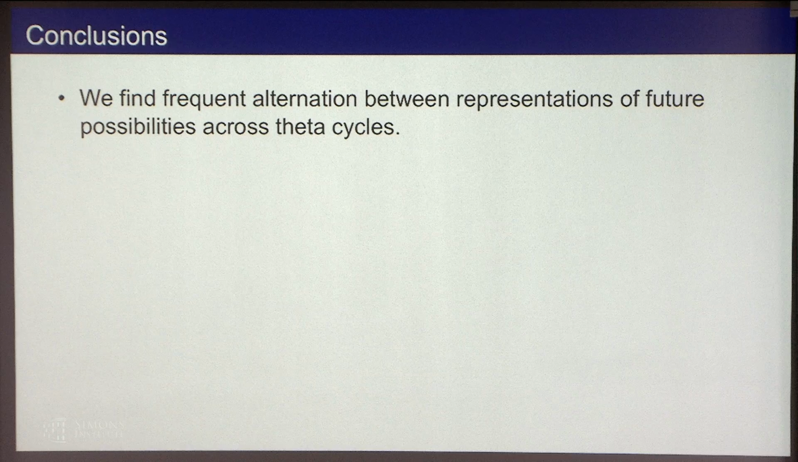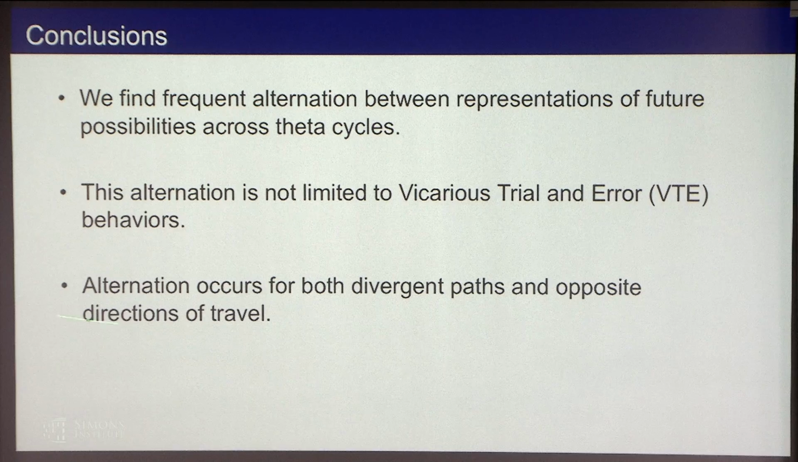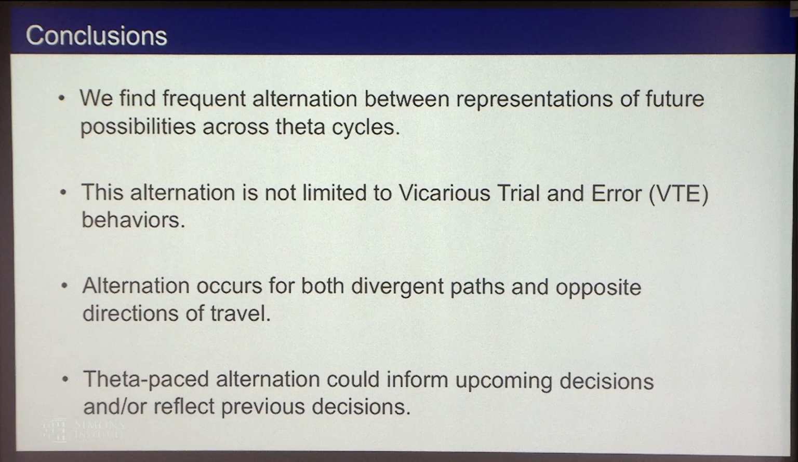So just in conclusion, we find frequent alternation, much more frequent than we'd expect by chance, between representations of what look like future possibilities across theta cycles. It is not limited to these vicarious trial and error behaviors where the animal is doing this. This really seems to be something we can see during directed motion, which was a huge surprise to us. It seems to occur for both divergent tasks and opposite directions of travel. And based on things that Jim and Mike have seen, it may be something more general in the brain for representing other kinds of possibilities. We don't know what causal role this is, but one can start telling fun stories about evidence accumulation.